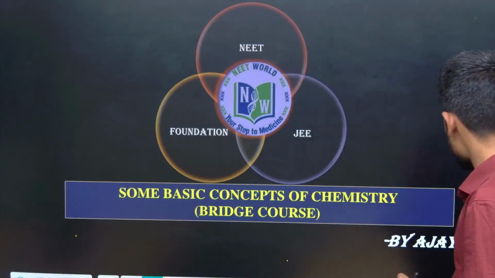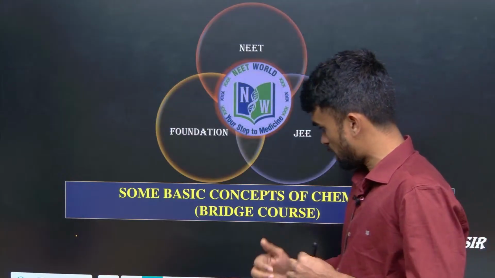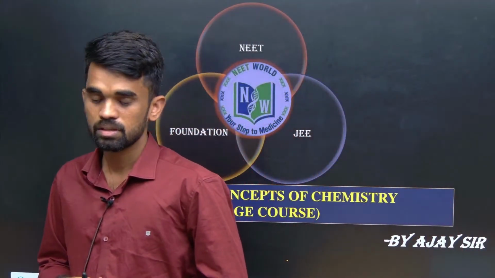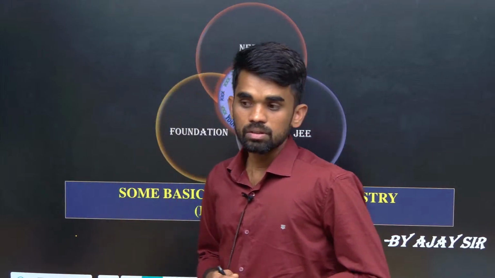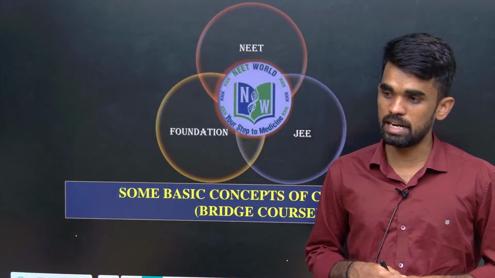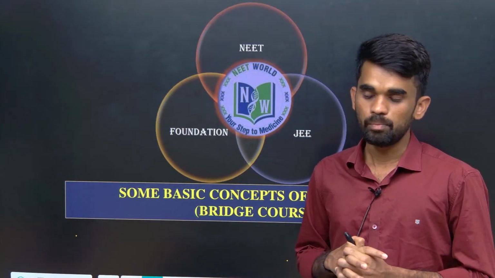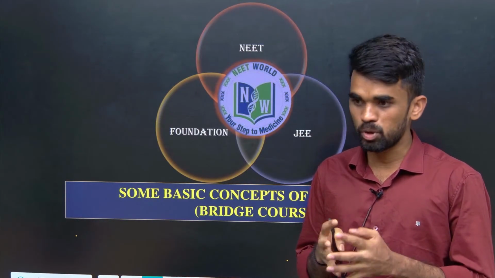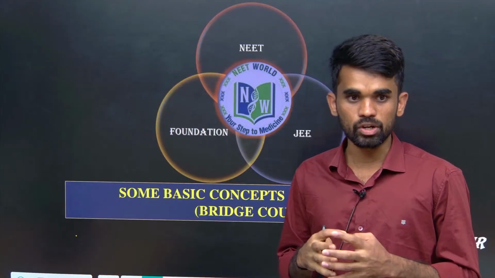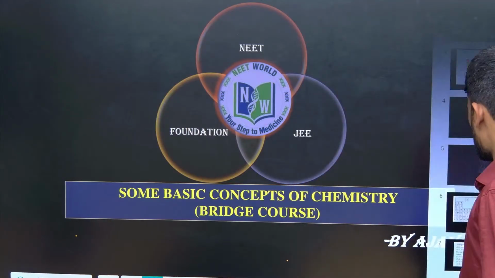So in the last class, give me a quick revision. Classification of elements. Yes, tell me what we discussed there. Properties, basic idea about the periodic table and electronic configuration, right? So now let us start this.